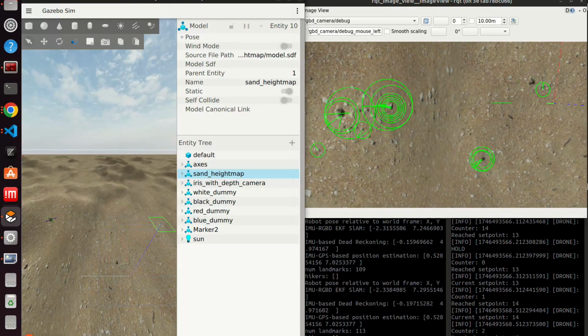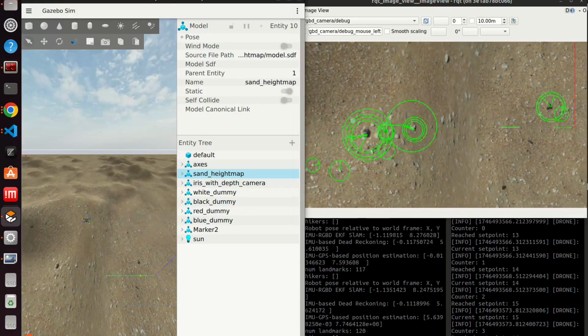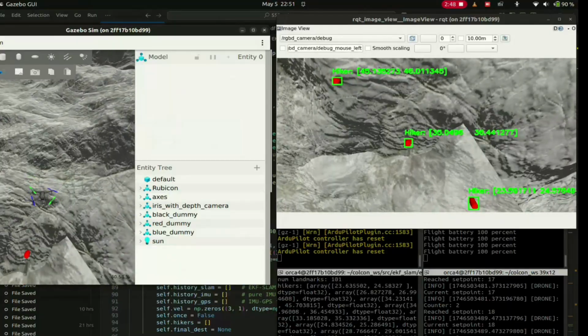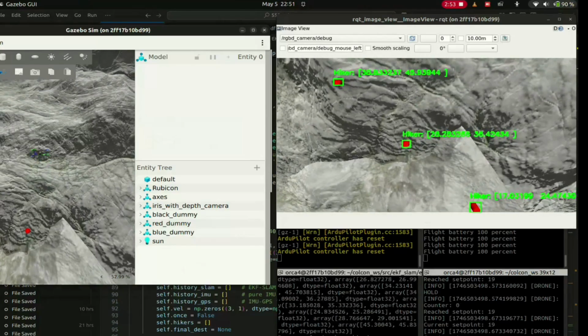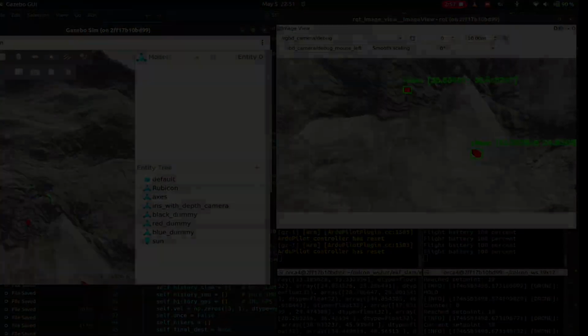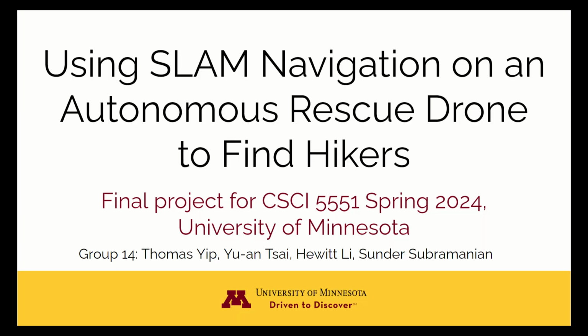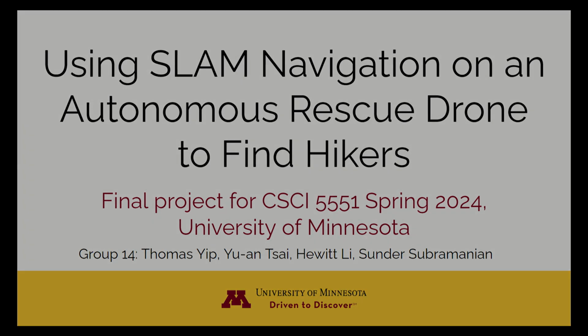The results from the desert terrain at low altitudes seem to suggest that EKF may be a viable option when GPS is unreliable. Thank you for listening to our presentation about using EKF SLAM for rescue drone navigation.